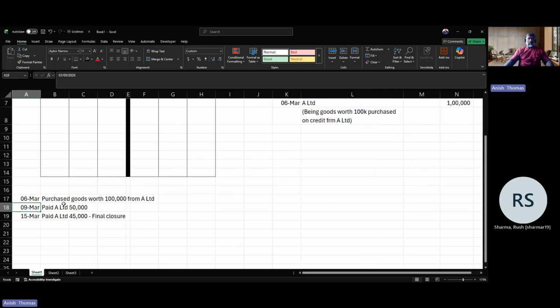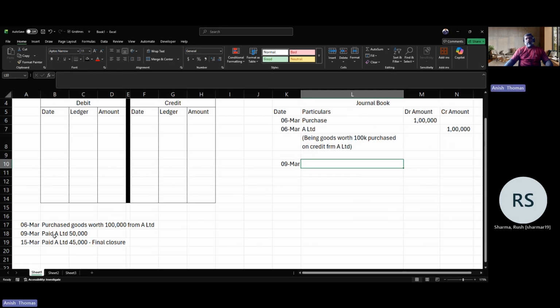The next transaction is happening on the 9th of March, right? So there is a payment happening to A Limited for 50,000 rupees. Try to give this a shot by applying the golden rules. So this one, I would say, cash is going out, debit the expense. Like debit the cash account and credit the limited. If cash is going out, what do you do with what goes out? I said debit what comes in, credit what goes out. Oh, credit the cash account.